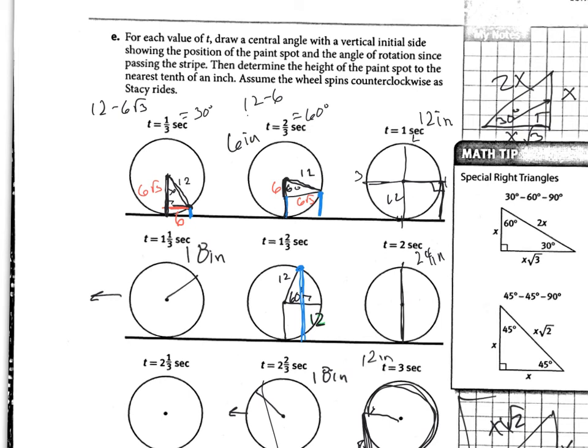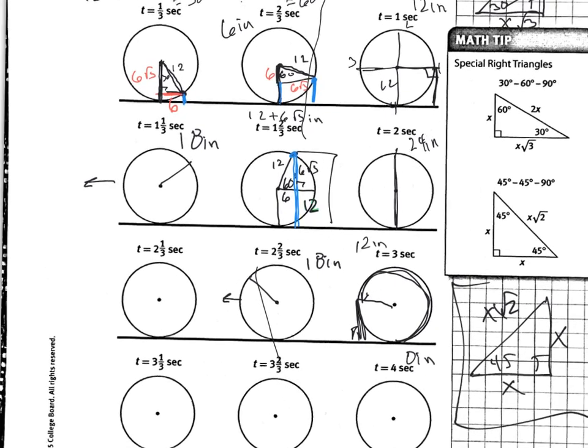Opposite the 30 is your 60, so this is your long leg. This is the 6, and this is the 6 radical 3. So in order to find the height of this paint spot, we want to add those together: 12 plus 6 radical 3. These are all in inches. Sometimes I put it on there, sometimes I didn't. So we did the 2 seconds already, so 2 1/3. That's where we are.